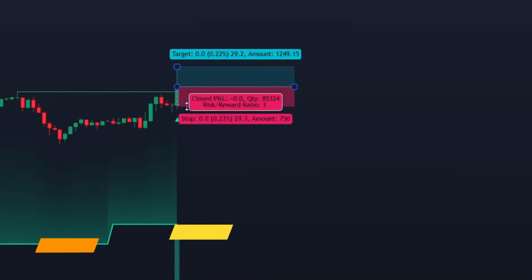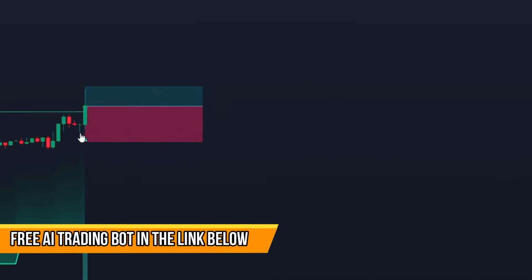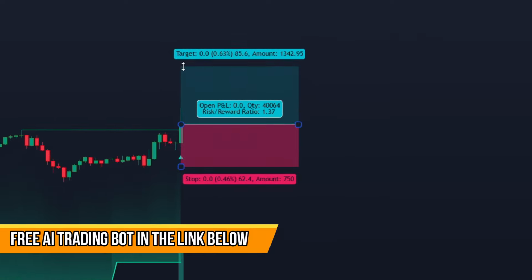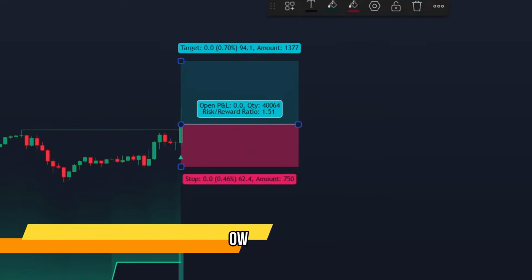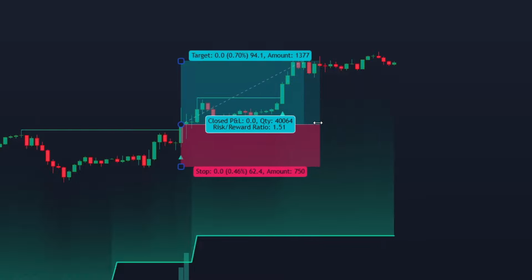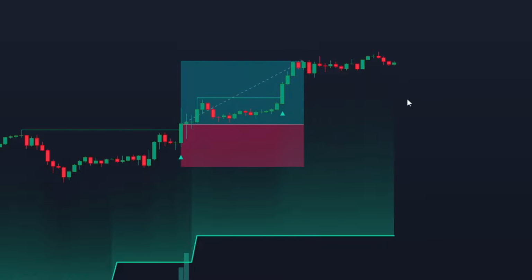So we enter on the next candle open, place our stop loss below the most recent swing low, and set our take profit at 1.5 times the risk. Then we just let the trade play out. I wanted to share this strategy and indicator because it is very simple and effective, and beginner traders can use this with tight stop losses and take profits and increase their account size slowly and steadily.